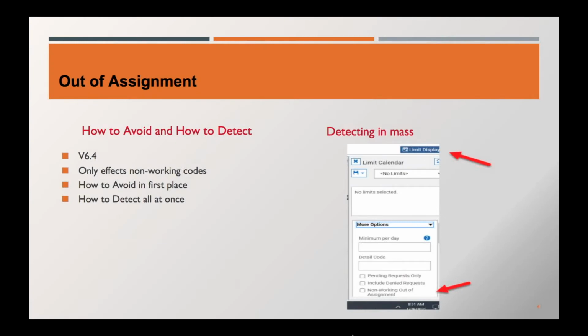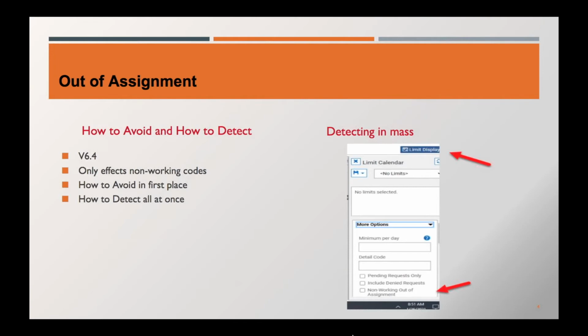So after you get that symbol, you might wonder how many more symbols are out there. Well, they did create a new feature that is going to allow you to look for all of the non-out assignment work codes that are out there. If you go to your advanced calendar, and again, you have to be a supervisor or have that authority to have an advanced calendar, go to the advanced calendar and in the upper right, you'll have limited by. In the limited by, you'll have more options, where previously you could look for pending requests. Now they have that third one down there that says non-working out of assignments. Just to make sure that you're aware that it's only going to be affecting non-working codes.